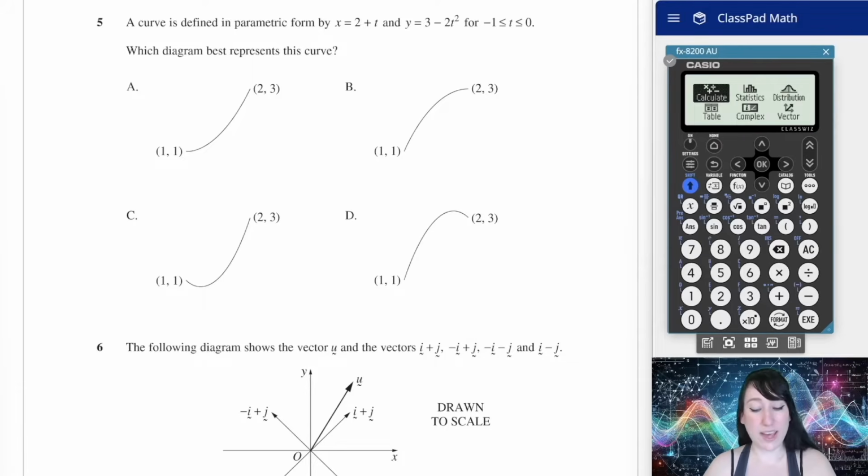Let's take a closer look at y. Notice how in terms of t, it's a downwards facing parabola. And also in terms of t, its maximum would occur at t equals 0. So the correct answer should be B. However, you can also try doing a quick table of values to see how the points change as t goes from -1 to 0.